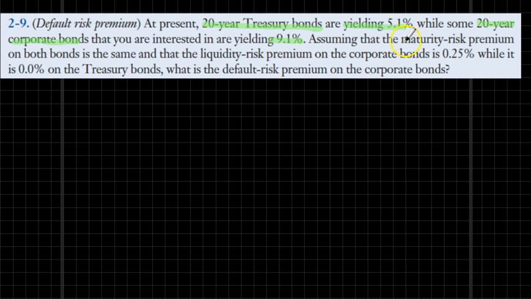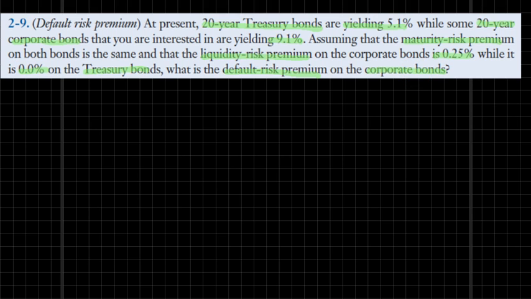Assuming that both securities have equal maturity risk premiums and that the liquidity risk premium is 0.25% for the corporate bond and 0% for the treasury bond, obviously because the treasury bond is issued by the US government and as such will not have any liquidity risk premium, what would be the default risk premium for the corporate bond?